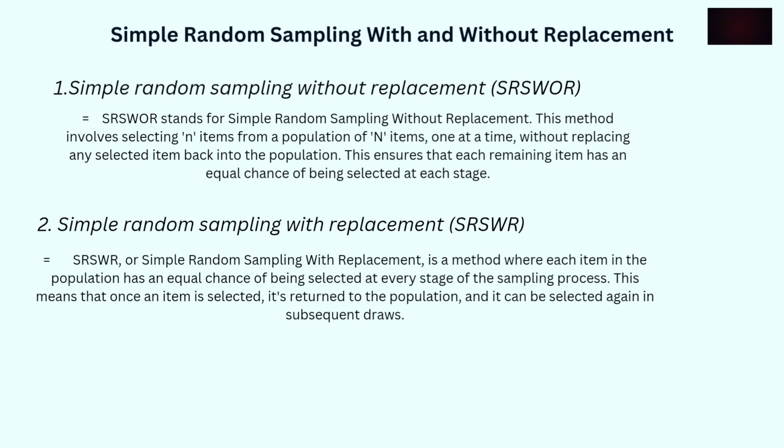Simple random sampling without replacement involves selecting n items from a population of capital N items one at a time without replacing any selected item back into the population. This ensures that each remaining item has an equal chance of being selected at each stage. Second, simple random sampling with replacement is a method where each item in the population has an equal chance of being selected at every stage of the sampling process. This means that when an item is selected, it is returned to the population and it can be selected again in subsequent draws.